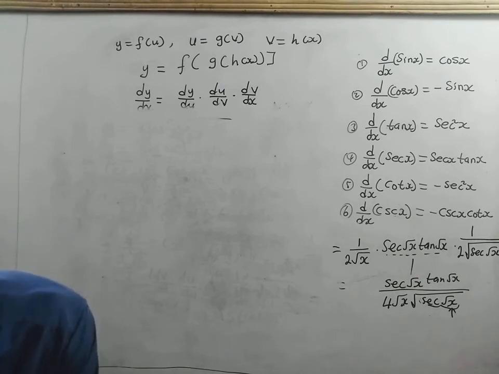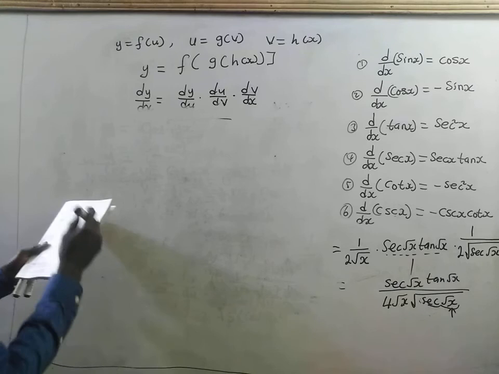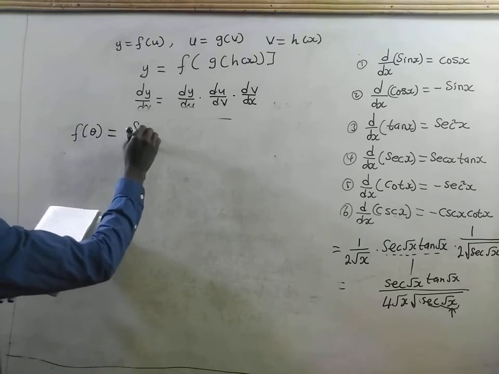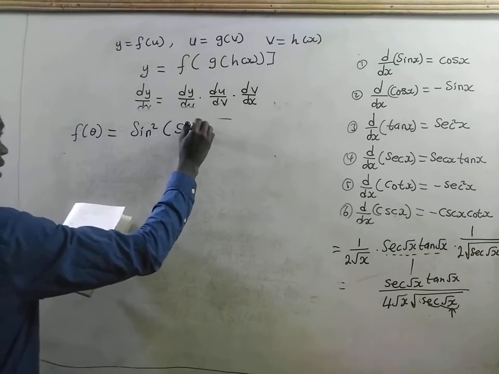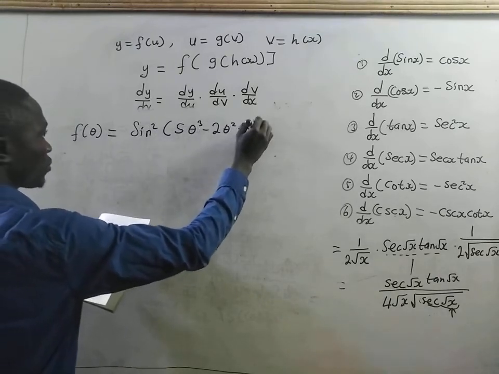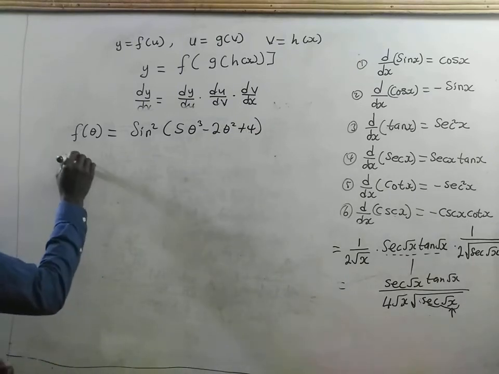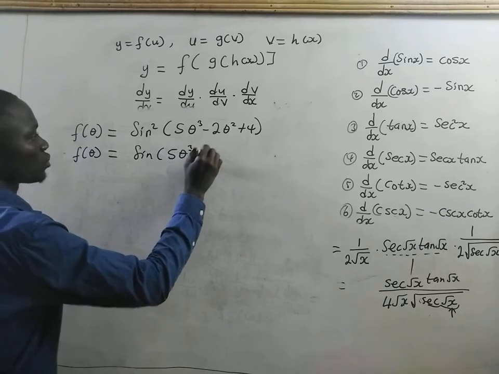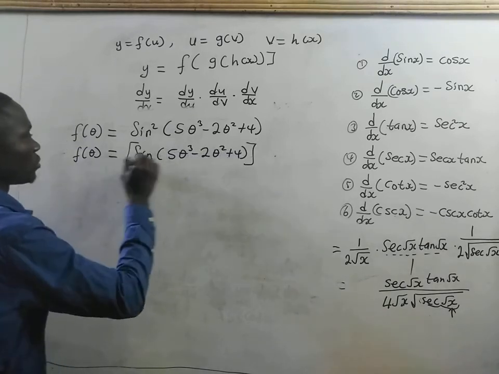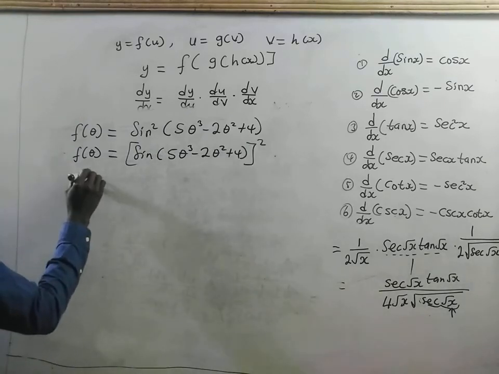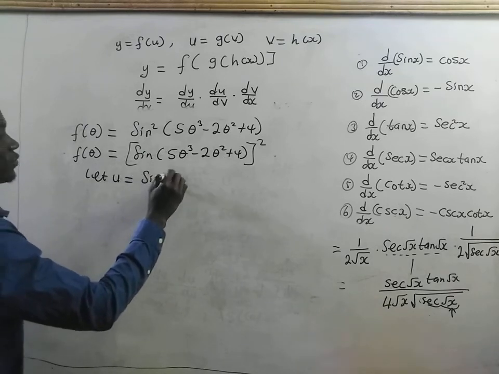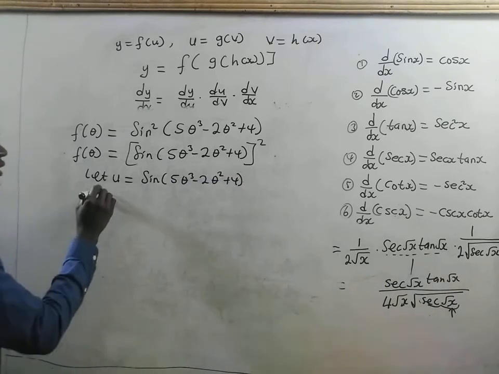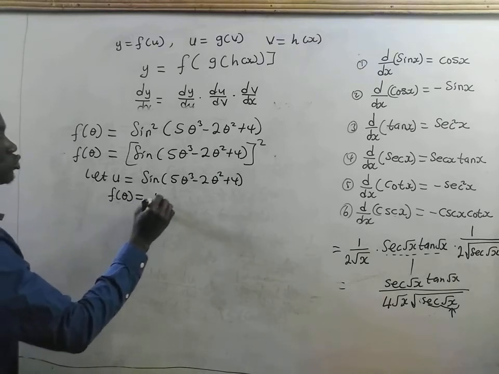Now the next example, we are going to solve this one. We have y, f of theta is equal to sine squared into bracket 5 times theta cubed minus 2 times theta squared plus 4. So here, this is the same as f of theta equals sine of 5 times theta cubed minus 2 times theta squared plus 4, all squared. Now, if we let u equal to sine of 5 times theta cubed minus 2 times theta squared plus 4, then this implies that f of theta is equal to u squared.